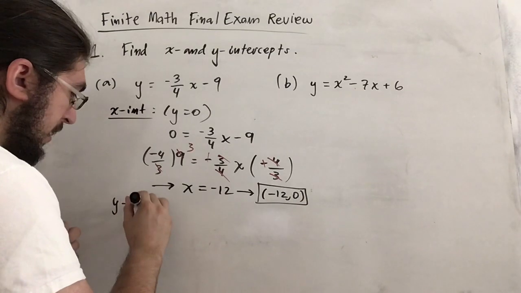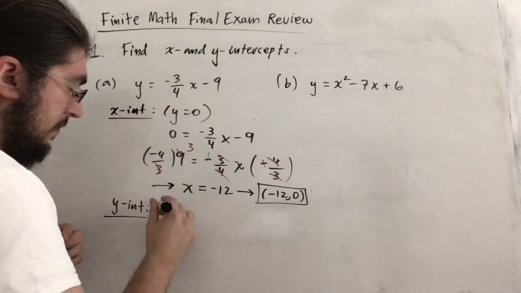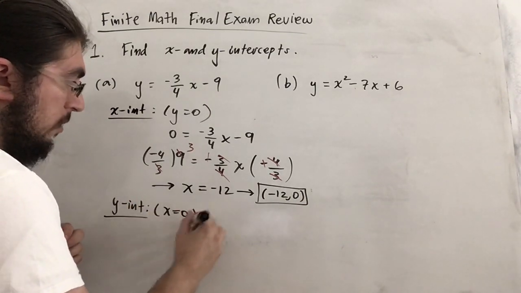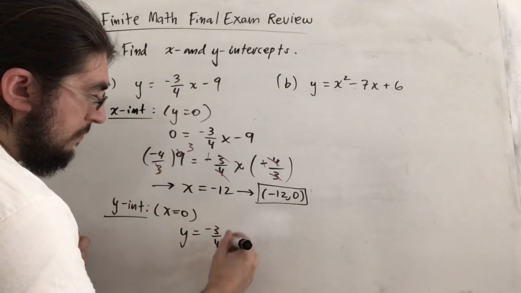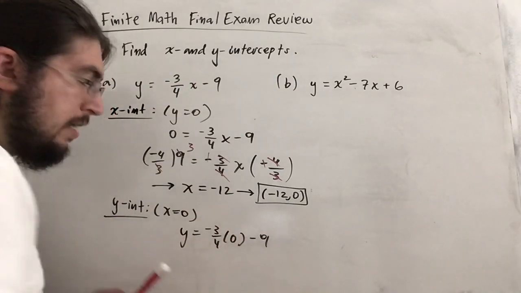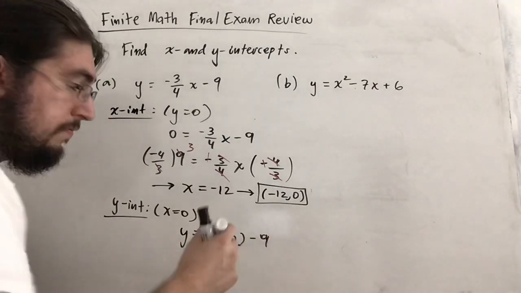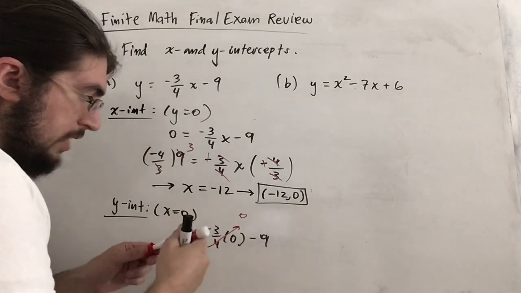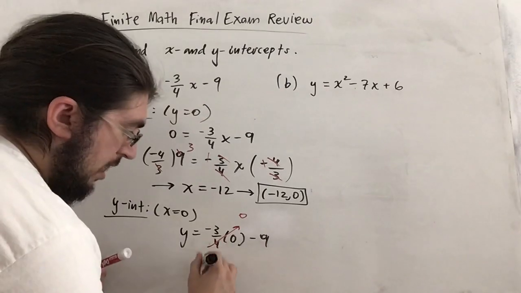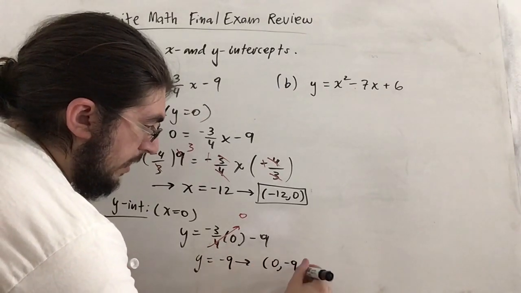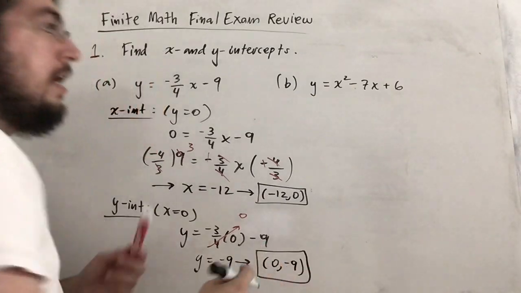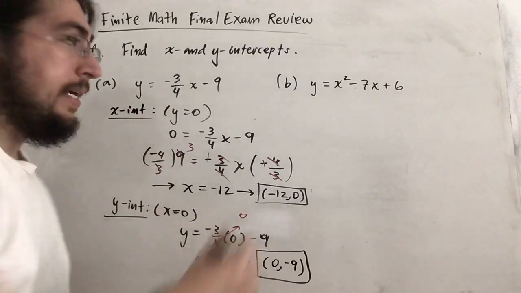Y-intercept is super easy in this case because y is already by itself. So when we set x equal to 0, what do we get? We get y is equal to negative 3/4 times 0 minus 9. Anything times 0 is 0. So this whole thing zeroes out and we just get y is equal to negative 9, which tells me that the y-intercept is then 0 comma negative 9. Good.